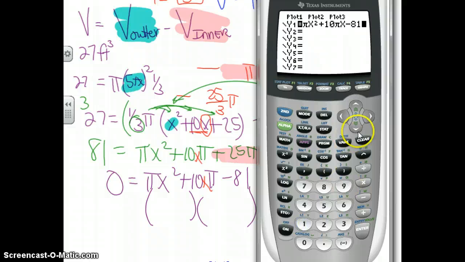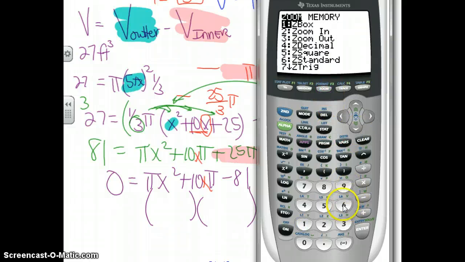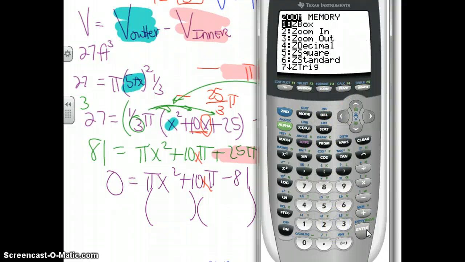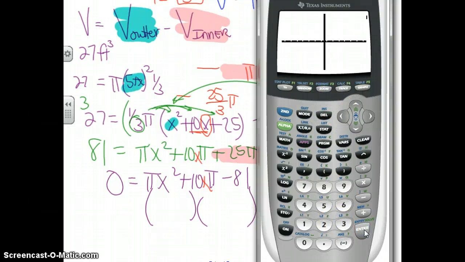minus 81. And I'm going to hit zoom 6 because I might have messed up my window from the previous problem. Again, this just gives me a standard 10 by 10 by 10 graph. There may be another solution since I know it's an x squared function. I know it's not linear. I'm going to hit zoom 3, enter, which is a zoom out function. And I can see I do have two solutions, but this solution is a negative solution, and I'll probably end up throwing that out because a negative solution is not going to make any sense.